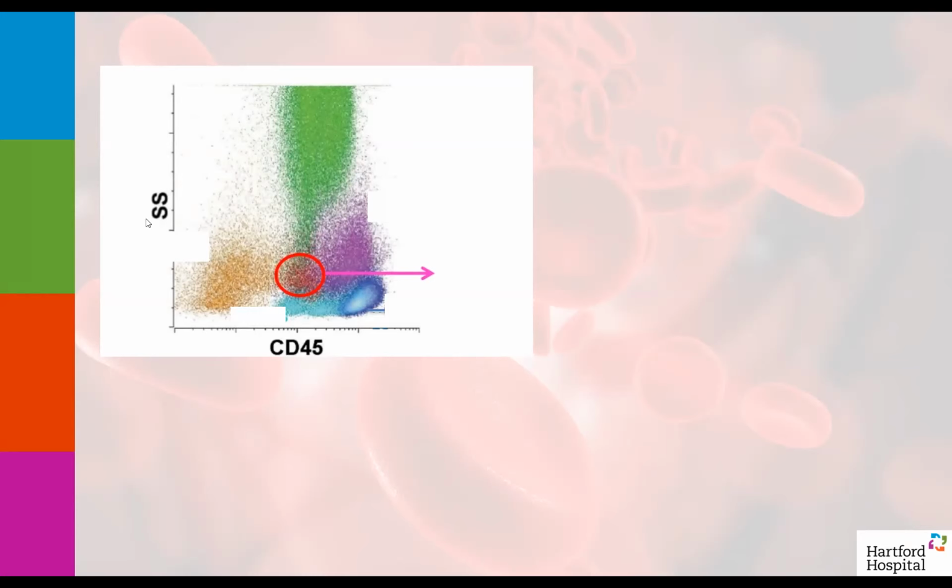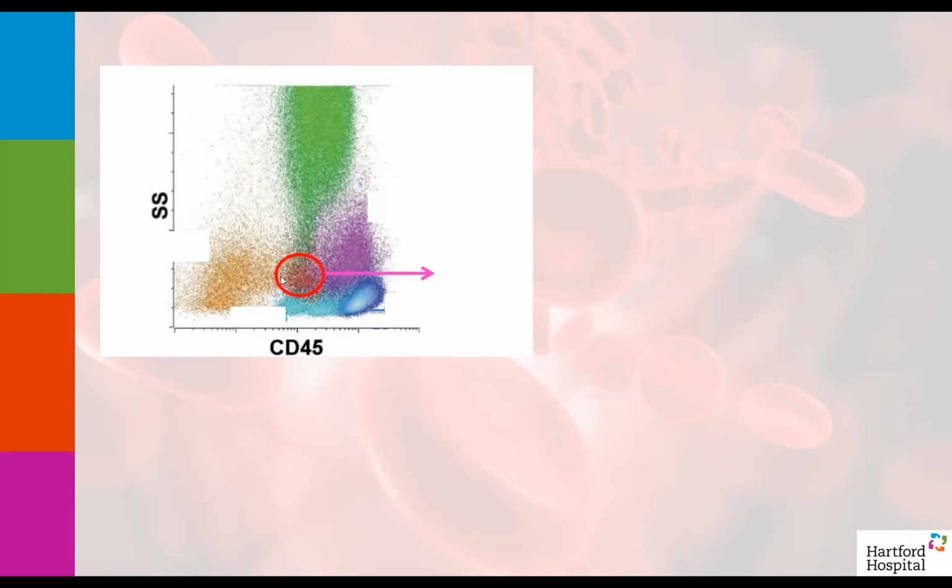So side scatter, what is side scatter? Side scatter is the complexity or granularity of a particular cell. And what is forward scatter? Forward scatter is the size of a particular cell. So for example, granulocytes, as we know, are more complex, they are more granular. The side scatter of granulocytes is bigger, right?